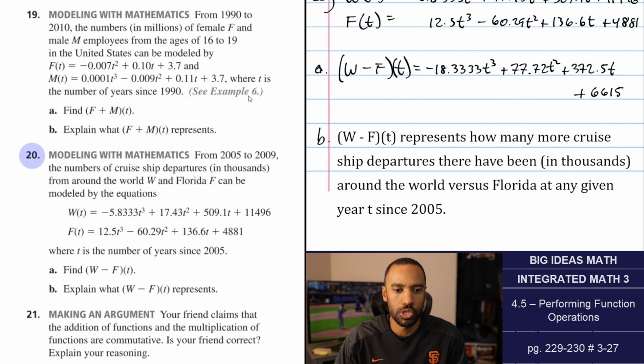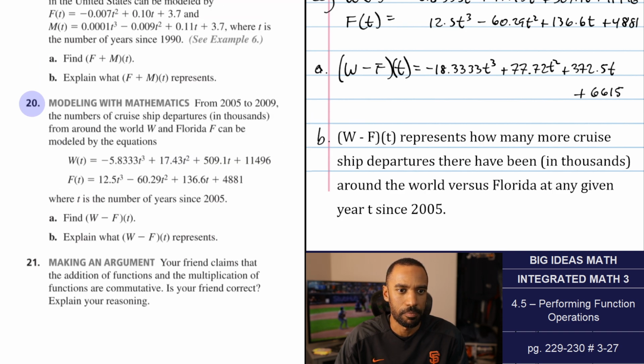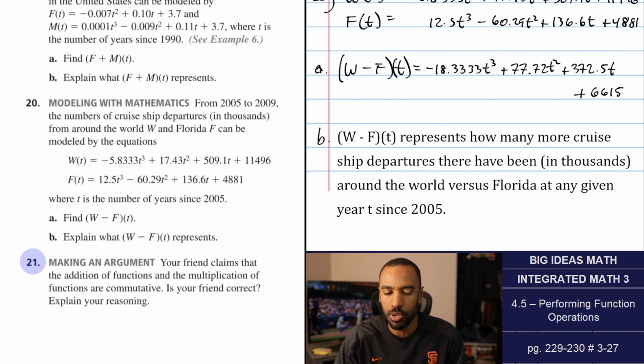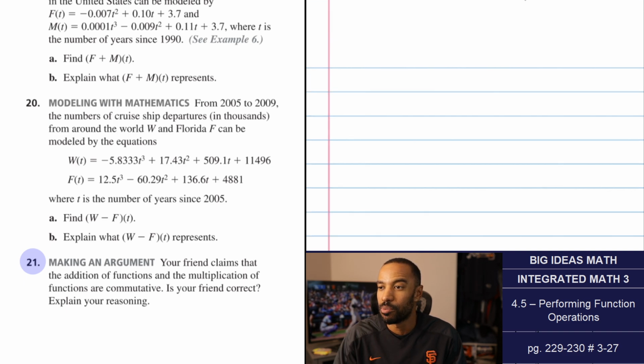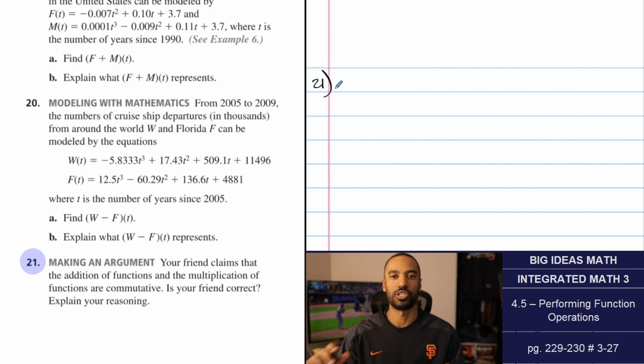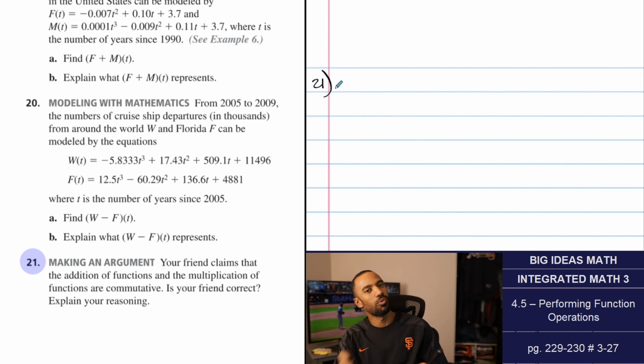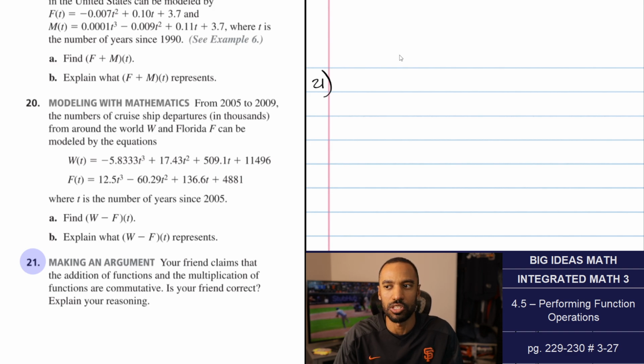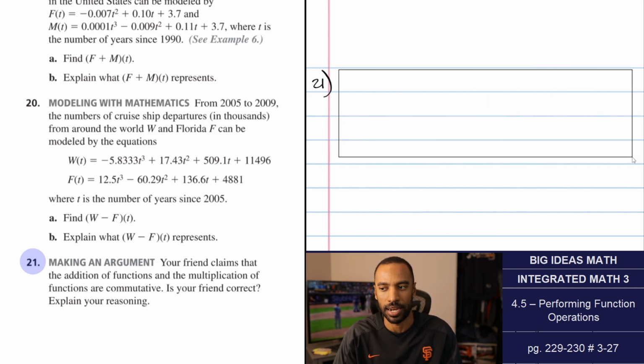Okay, so let's go to number 21, making an argument. Let's see how the friend's doing. Hasn't been good lately. Your friend claims that the addition of functions and the multiplication of functions are commutative. Is your friend correct? Explain your reasoning. Your friend might be right this time. Addition is commutative, multiplication is commutative. I can't see any reason why not. Now, commutative just means that you're reordering the way that you write it and you're good.